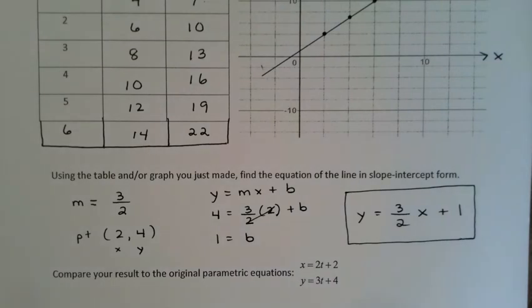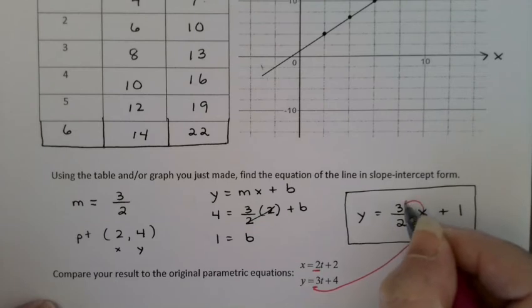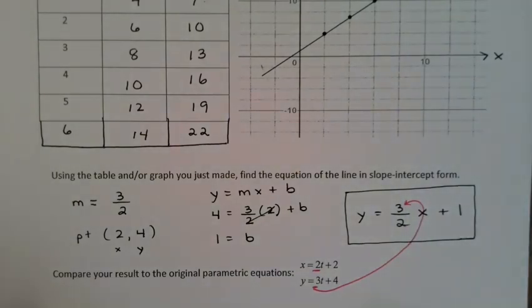What I'd like you to notice about this equation compared to the original parametric equations is that the slope of my equation, 3/2, is actually the coefficients of t that have now been divided. Slope is always rise over run, or change in y over change in x. So unsurprisingly, it's the y coefficient that ends up at the top, and it's the x coefficient that ends up on the bottom.